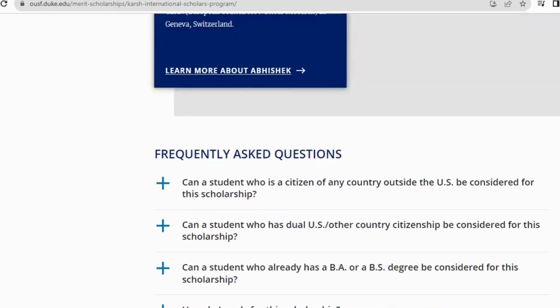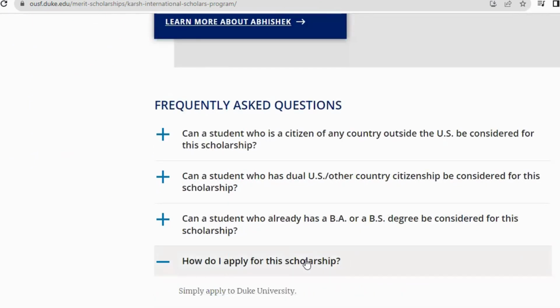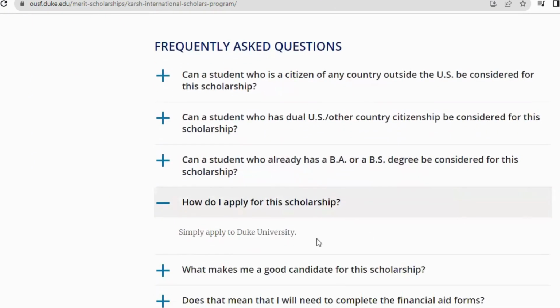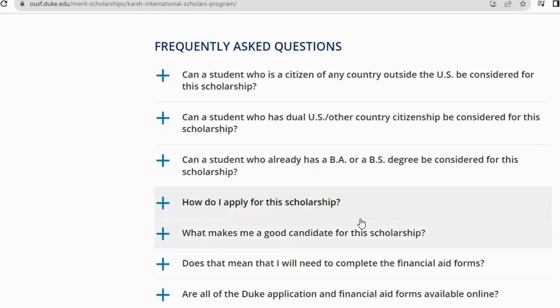So let's look at the FAQ. How do I apply for the scholarship? That's the first thing we need to do. Simply apply to Duke University, and then you can apply for the scholarship. Remember, when you're making your application, when it gets to the part for you to make payments for your application fee, if you want to opt in for an application fee waiver, you can do that by filling out the form there while you're making your application. So how do you apply for the scholarship here? You simply apply to Duke University to the course that you want to study.